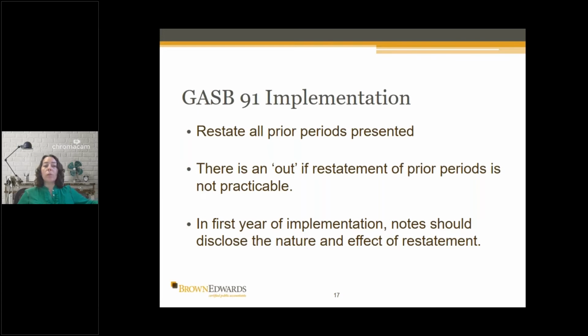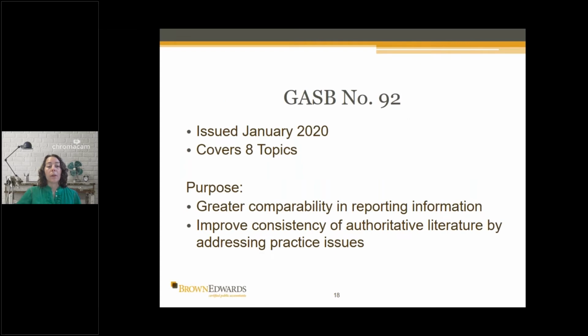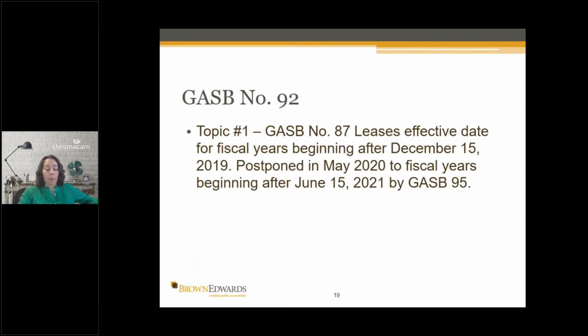In the meantime, I think I'll move on to GASB 92 because I know you're all very excited about that. So GASB 92, it was issued in January 2020, covers 8 topics, and the purpose is greater comparability in reporting information and improving consistency of authoritative literature. So big picture, GASB 92 is kind of a hodgepodge of clarifications, more specific references, and taking specific situations and saying, hey, here's where you would go to look for these things.